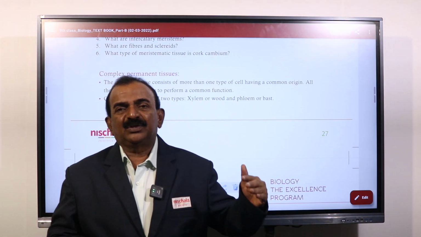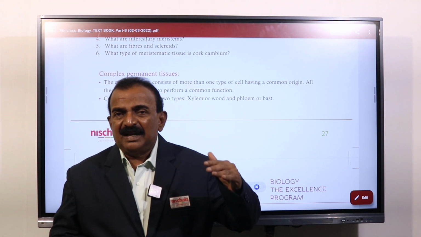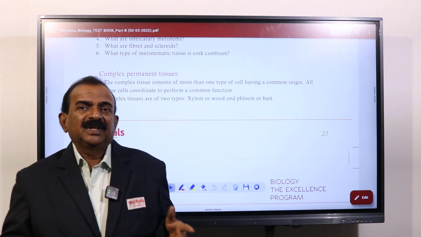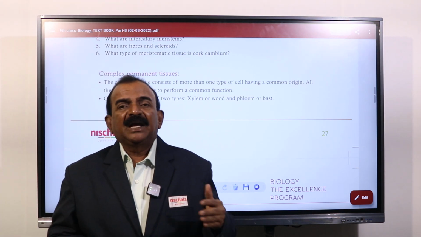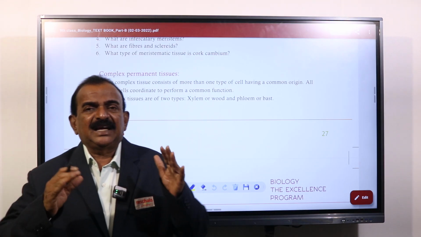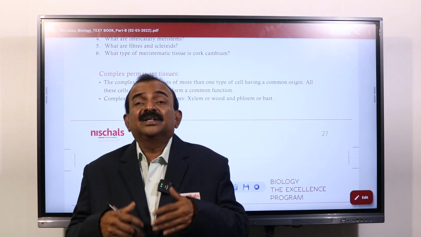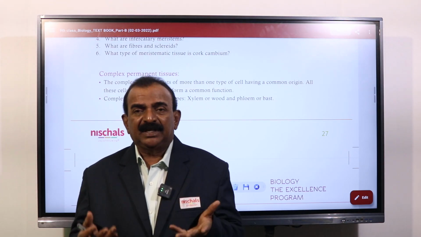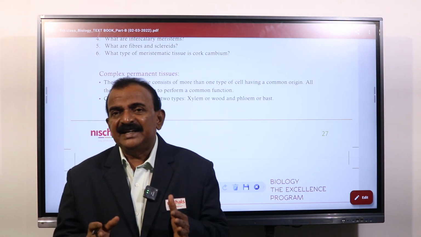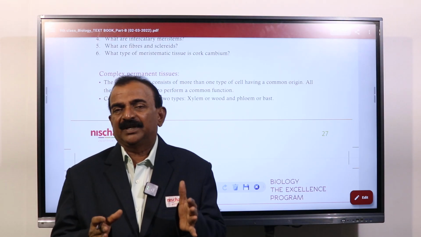Meristematic tissues are of three types. Apical meristems are present at the tip of roots, the tip of the shoot system, the tip of leaves, and also the tip of branches, and they are useful to increase the growth of the plant body. Lateral meristems are present at the sides of the stem, and they increase the girth of the plant body.